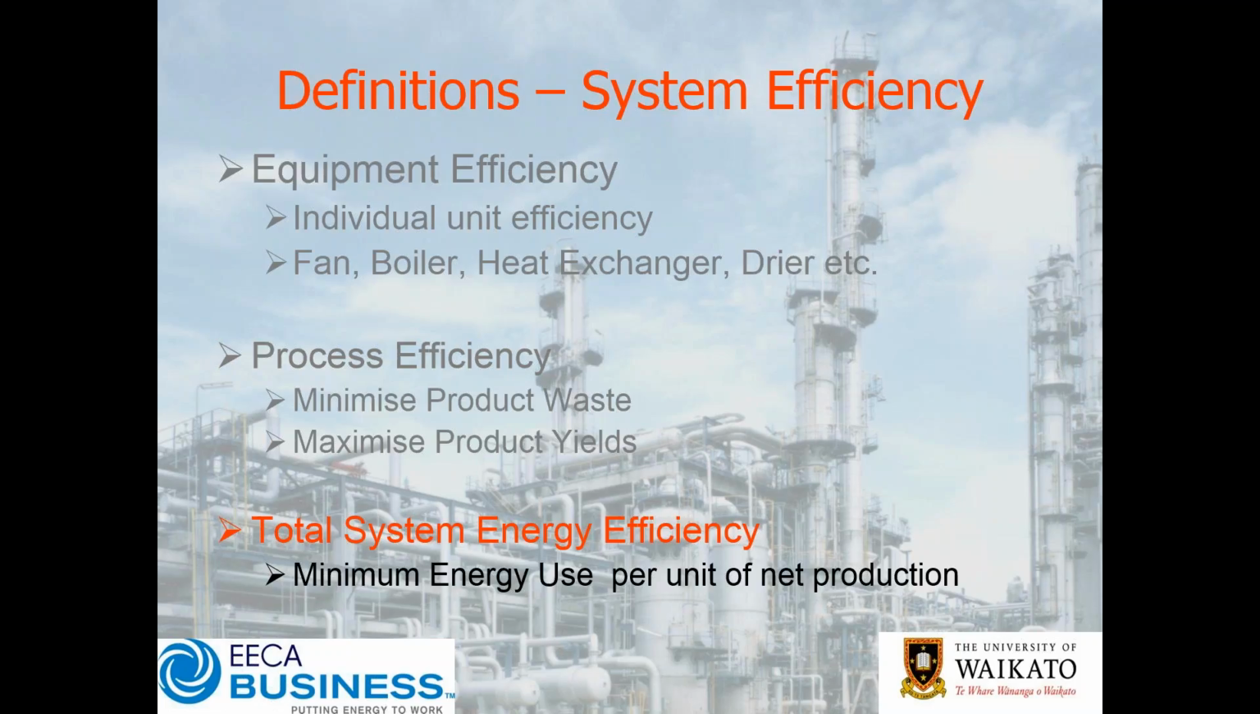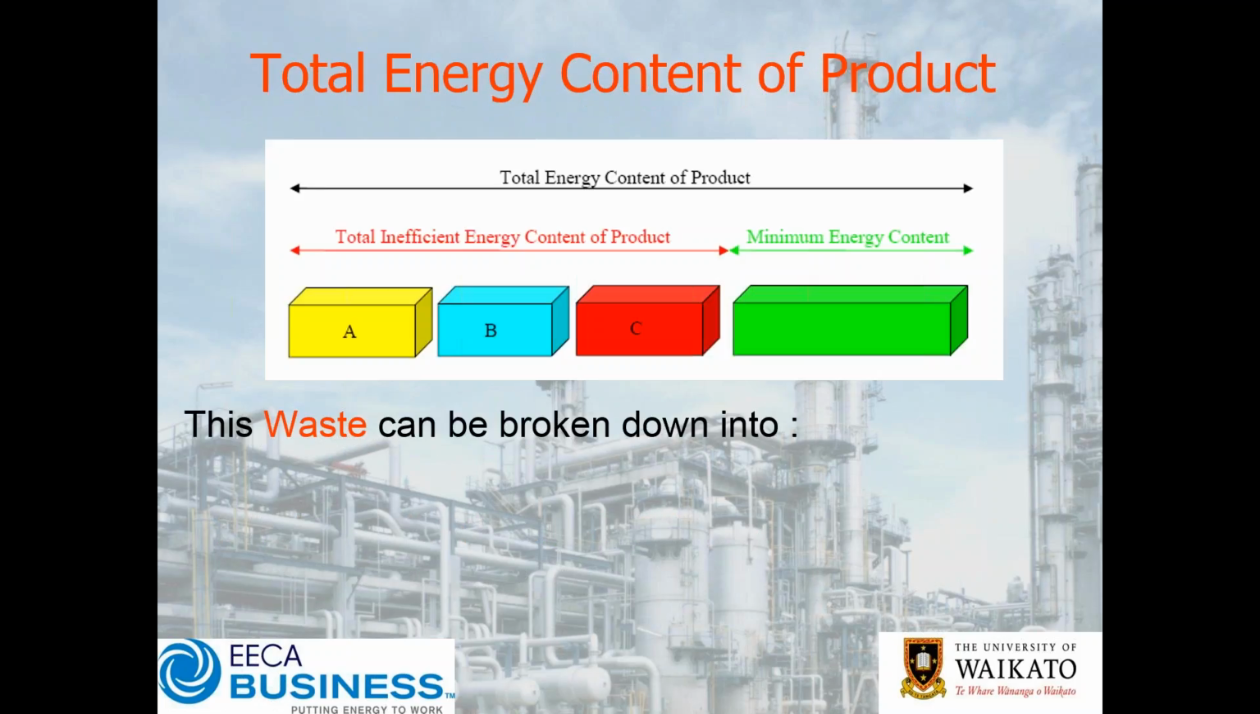Now, as we look at this, what are we trying to optimize? Well, if you think about the product that you're making, whatever it may be, you have a total embedded energy content in that product that you ship out the door. Now, the green component there on the right is the minimum energy content that you're going to need to make that product. Then your 3 blocks to the left, A, B, and C, are how we can break down all of the waste or inefficiencies built into our system.